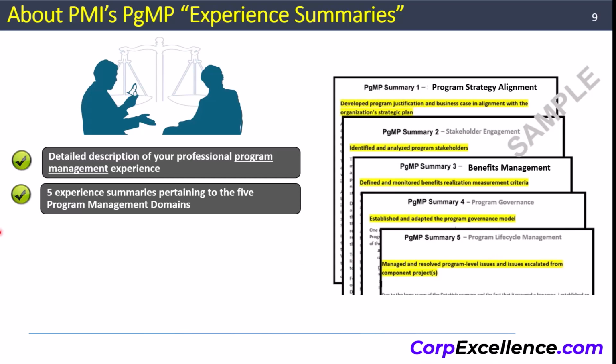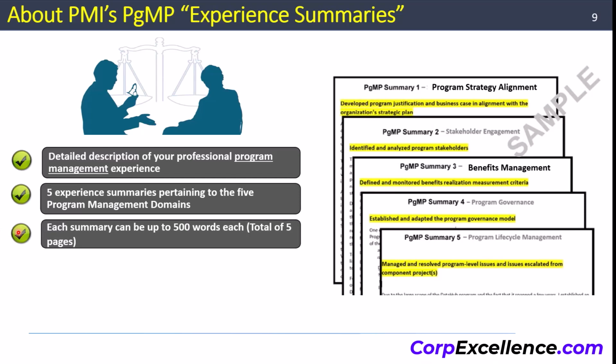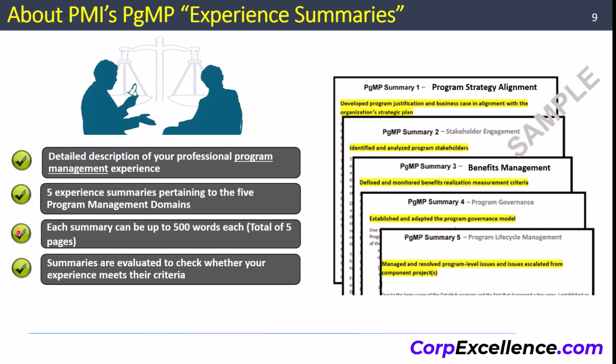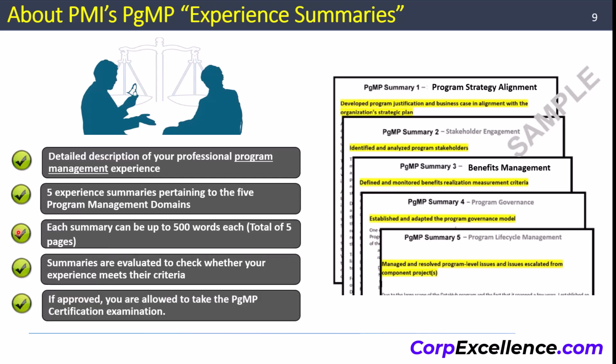Going back to the description about the 5 experience summaries, each summary can have up to 500 words each. The PMI team reviews the summaries and evaluates if your experience meets the criteria, and only if approved, you are allowed to take the PgMP certification examination. So we can see that as part of your application process, you should expect to spend considerable amount of time in preparation of these summaries effectively so your application can get accepted and that you're allowed to take the examination.